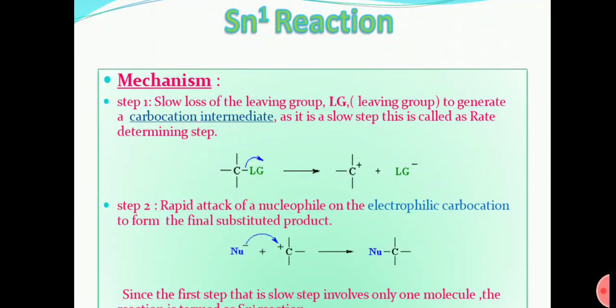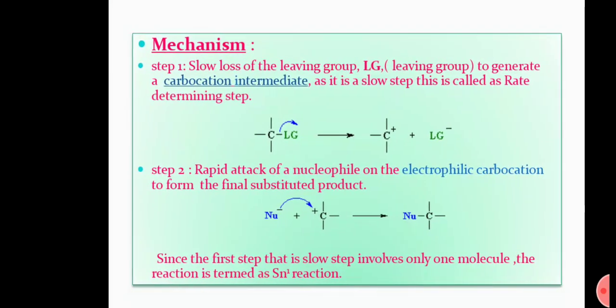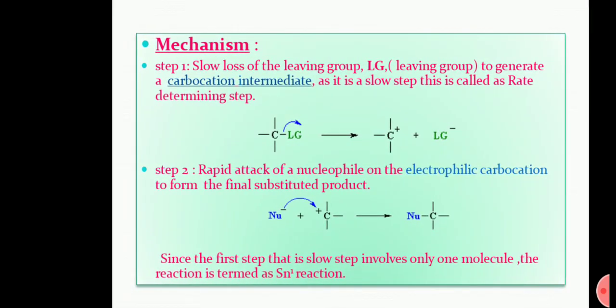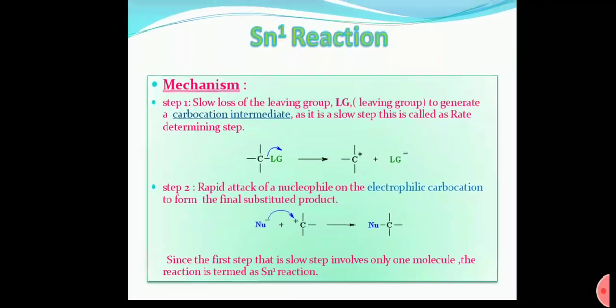So the next one is the mechanism. Here, as said earlier, it consists of two steps. The first one is the slow removal of the leaving group, forming a carbonium ion. As it is a slow process, it is the rate determining step, and it includes a single molecule, so it is named the unimolecular mechanism. And the second step is the rapid attack of the nucleophile as soon as the intermediate carbonium ion is formed. So the first step is a slow step and the second step is a fast step.